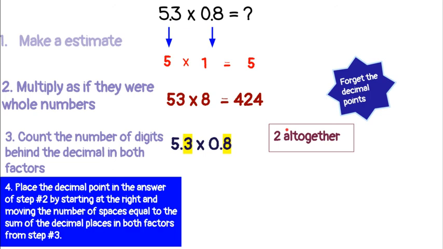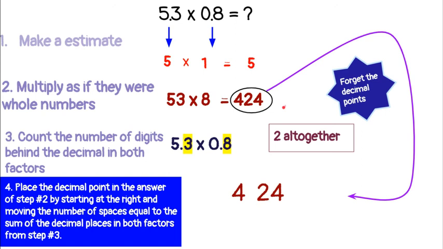And step 4 is to place the decimal point in the answer of step number 2. So step number 2's answer is 424, and we bring it down here and start at the right and move the number of spaces equal to the sum of the decimal places in both factors from step 3. So we have 2 altogether, so we need to move 2 spaces to the left. So 1, 2, and that's where our decimal point is going to be placed. So that's going to be 4 and 24/100.